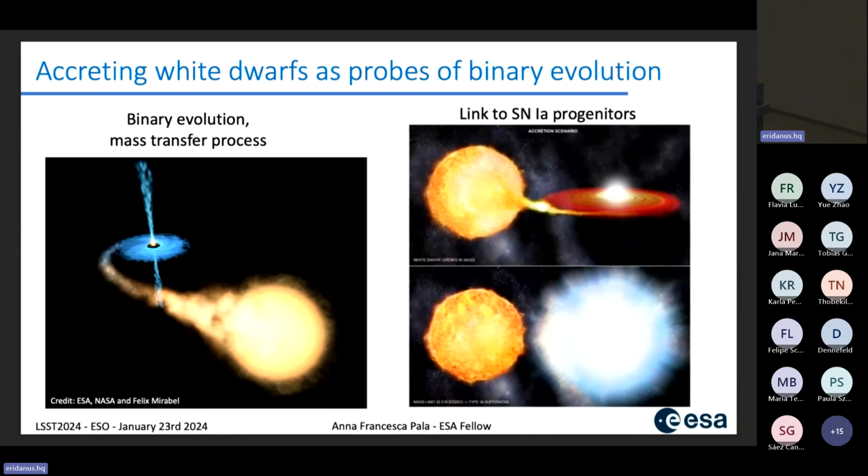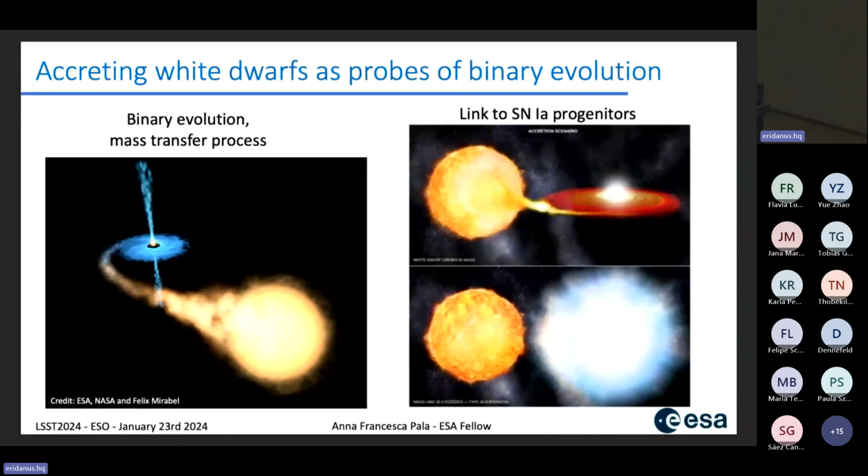And accreting white dwarfs are also connected to supernova type Ia. I'm not going into the details of the different scenarios because which configuration can actually lead to a successful explosion is still under debate. The double detonation scenario seems to be quite promising, but this is outside of the topic of this talk. This is just to highlight that understanding the formation, evolution, and final fate of accreting white dwarfs is important because then we also get to understand the path towards supernova type Ia explosions.